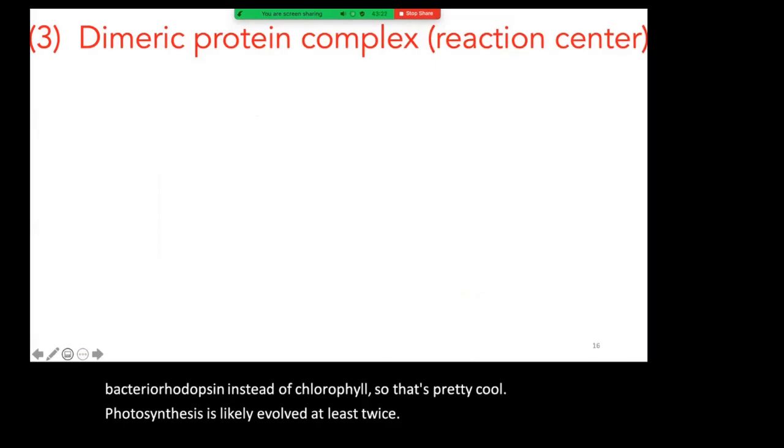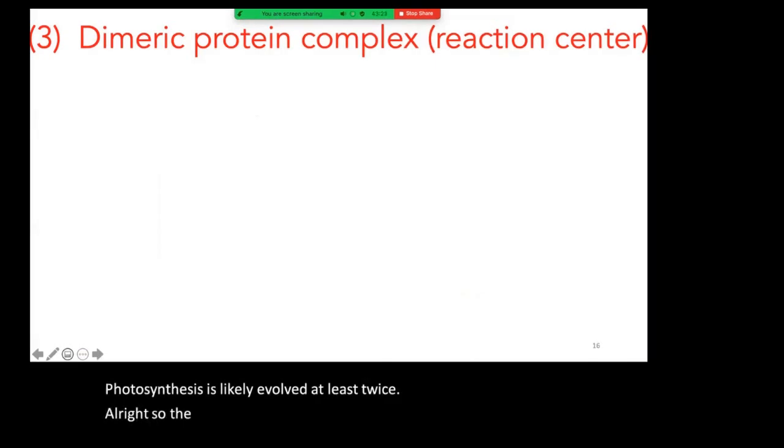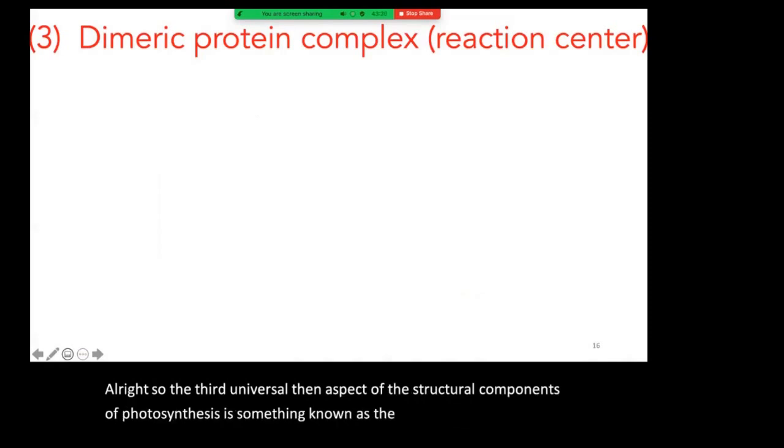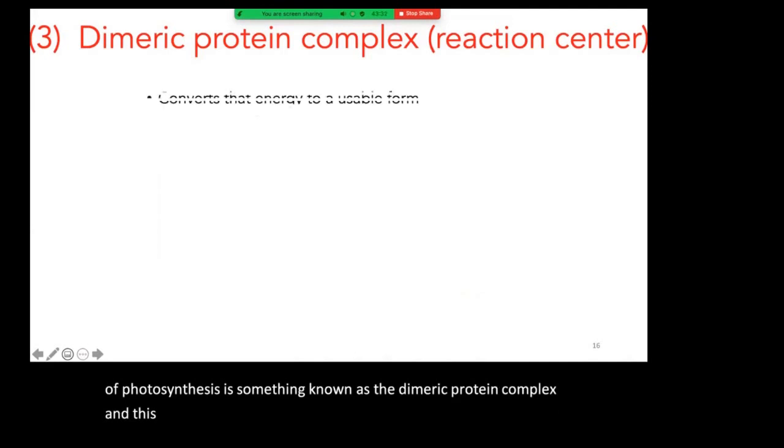All right, so the third universal aspect of the structural components of photosynthesis is something known as the dimeric protein complex, and this is the reaction center, okay?